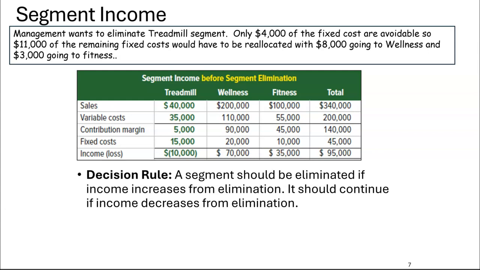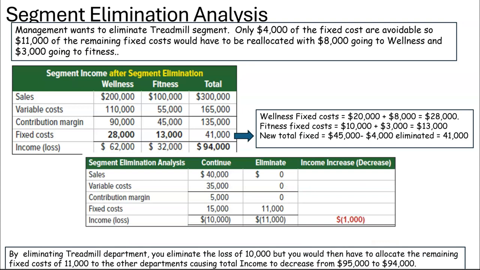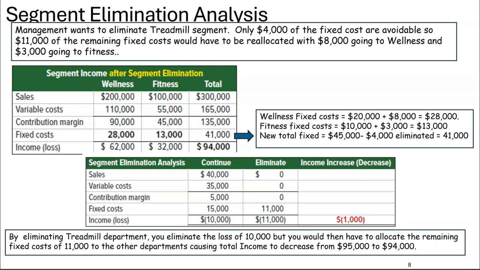But only $4,000 of the fixed costs are going to be avoidable, so $11,000 of the remaining fixed costs would have to be reallocated. And of course, the Wellness and Fitness Center would not be happy about that, because all of a sudden their costs are going to go up. And since $11,000 of the cost is not avoidable, it's more than the $10,000 you're going to save. So now fixed costs are going to go down by $4,000, but the problem with that is that your net income is going to decrease. So the issue would be, maybe it's not such a good idea.